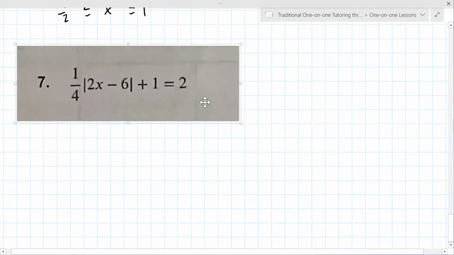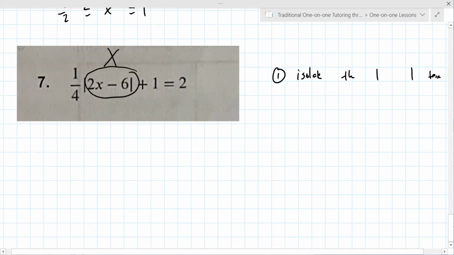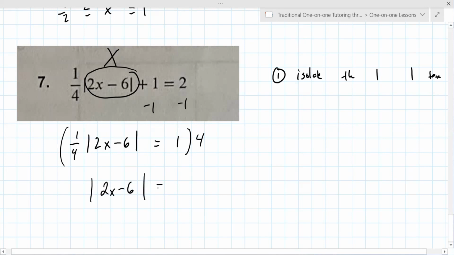Okay, so kind of like the first problem, your first task here is to isolate the absolute value term, which is this one right there. So you could treat this like big X if you wanted, and you have to undo the 1 and undo the 1/4. So you subtract 1, multiply by 4. Multiply both sides by 4 to clear it. And you're just multiplying this. So it's 2x minus 6 equals 4.